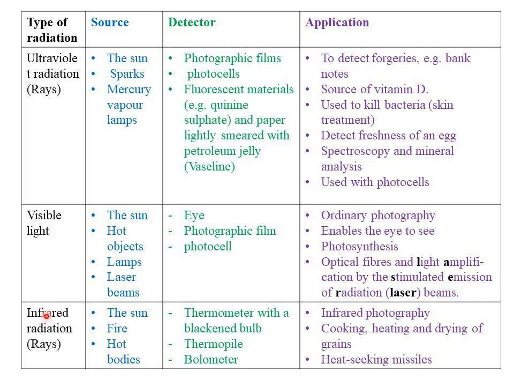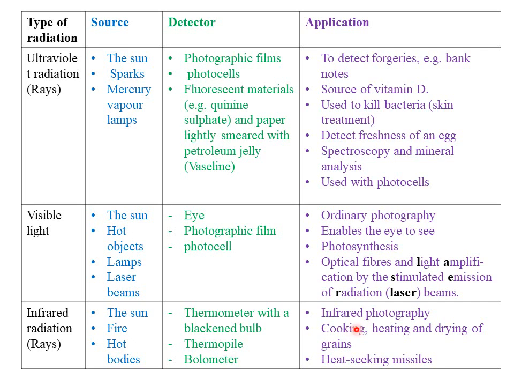Then the other type of radiation is infrared radiation, also called infrared rays. The main sources are the sun, fire, and hot bodies. Detectors include a thermometer with a blackened bulb, the thermopile, and an instrument called a bolometer. A bolometer is simply an instrument that is used to measure heat radiation.